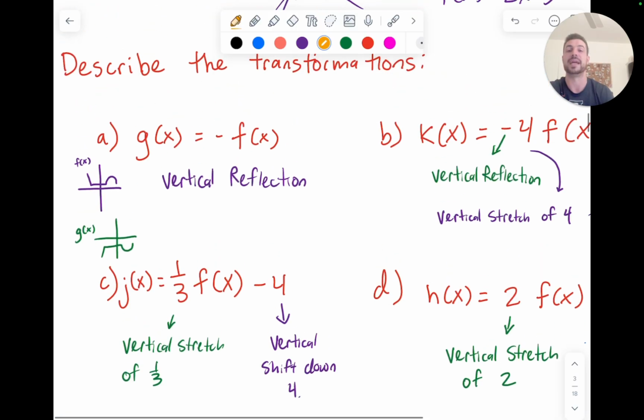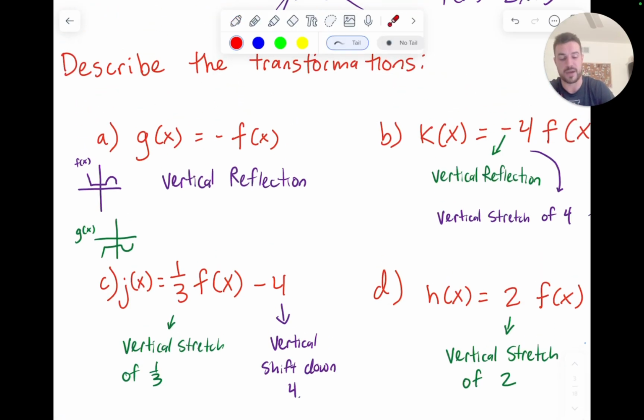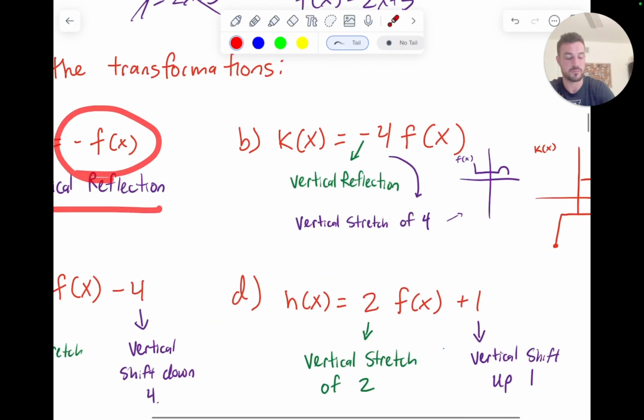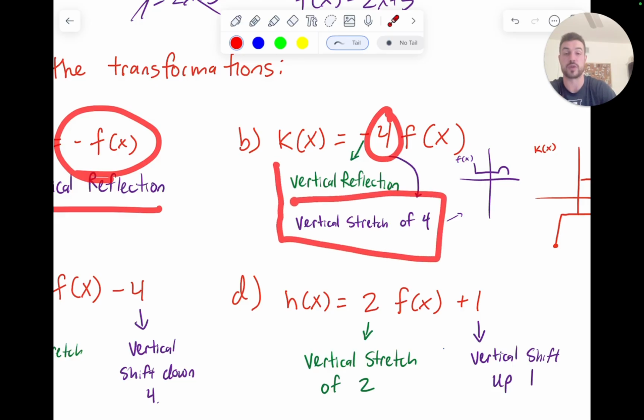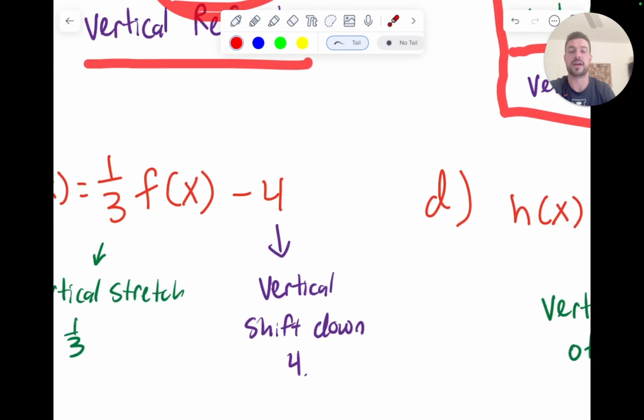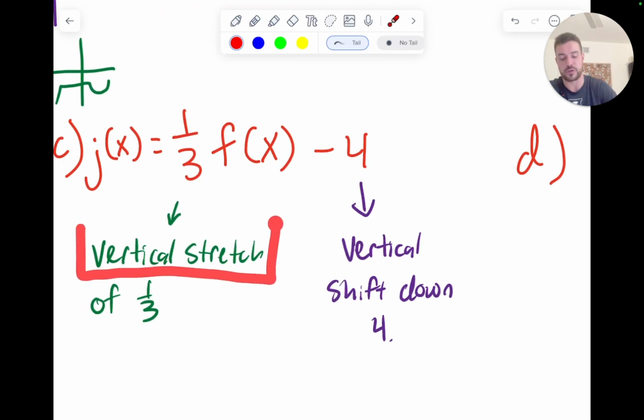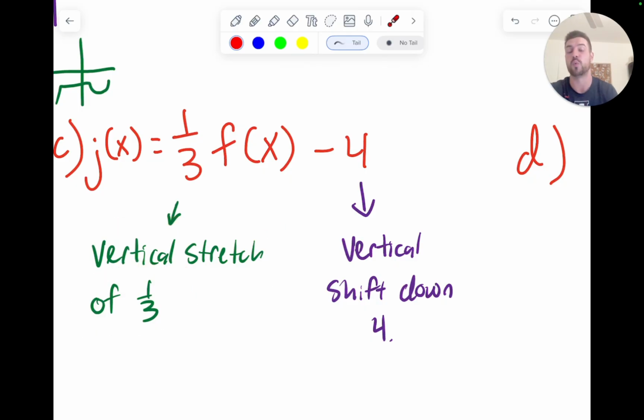All right, so all we're doing today is we are applying different types of transformations to generic equations. A negative being multiplied by f of x is called a vertical reflection. Multiplication is a vertical, there it is, a vertical stretch. And we got to be more specific. In this case, it's a vertical stretch of 4. And then even when we have fractions that are being multiplied, we still say it's a vertical stretch. It's just a vertical stretch of or by 1/3.